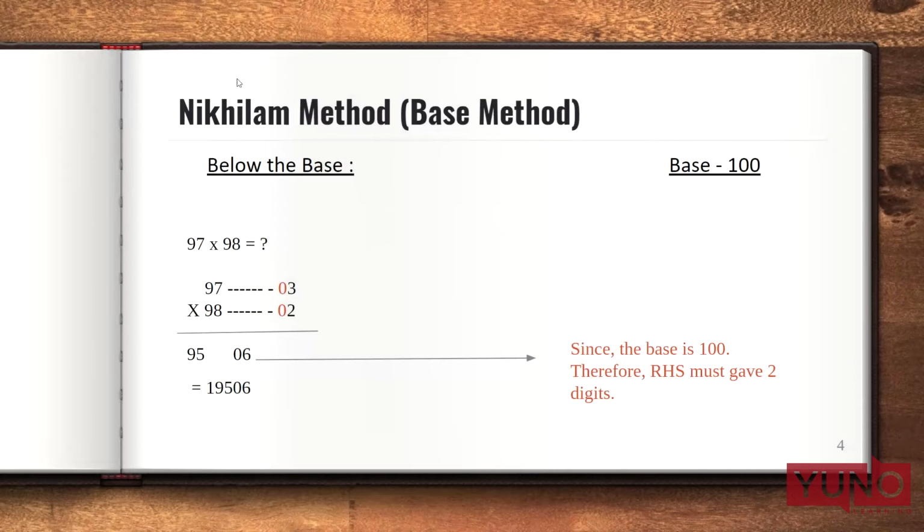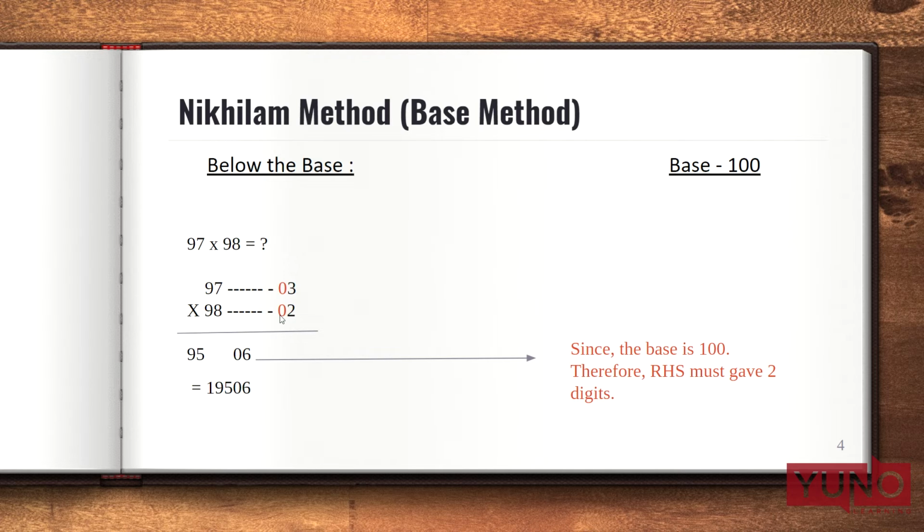The next is below the base example. Now for example, we have 97 multiplied with 98. The first step is the same, that you write the differences from the base. So 97 is 3 less than 100, so I have written here minus 3. Now if I had written only 3, we would have skipped this step of keeping in mind that the RHS must have 2 digits. Hence I am writing the answer with 0 here to keep in mind that my RHS answer will have 2 digits.